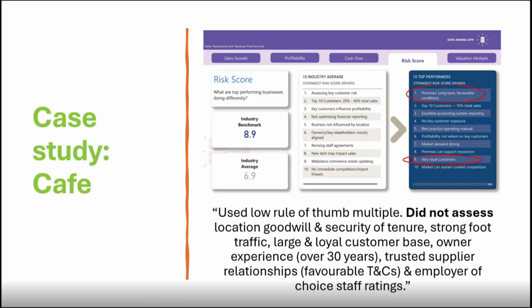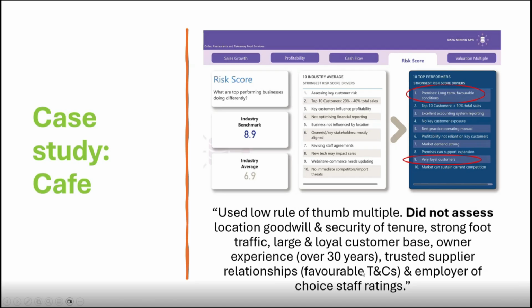And that particular value really got the owner distressed, the cafe owner. So they went to their accountant, one of our alliance partners, and they said, can you complete this valuation and can you help me understand why they've given us a very, very low multiple without any methodology. So when our alliance partner, the accountant, looked at the valuation, the process did not assess location goodwill. It did not assess security of tenure, strong foot traffic, large and loyal customer base, the owner experience, they had over 30 years, trusted supplier relationships, they had favourable terms and conditions, and they continuously got from their staff an employer of choice rating.